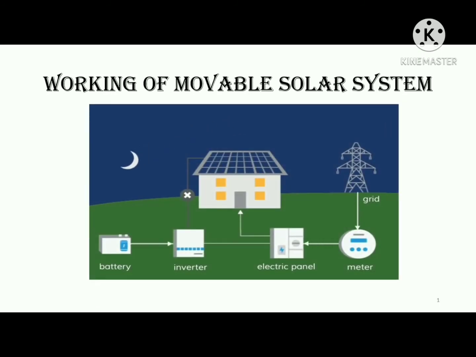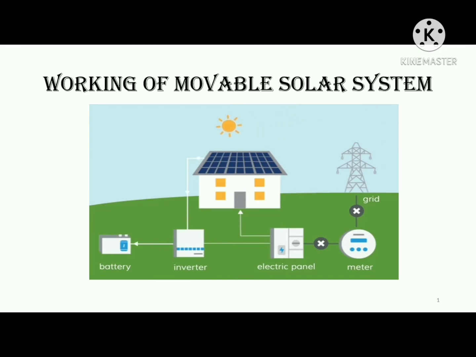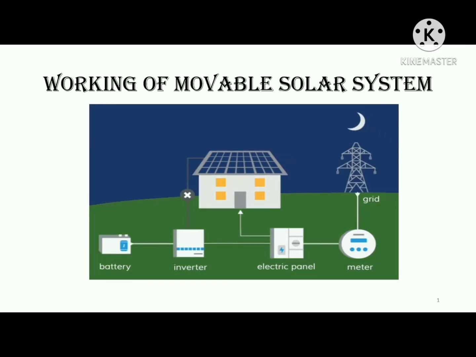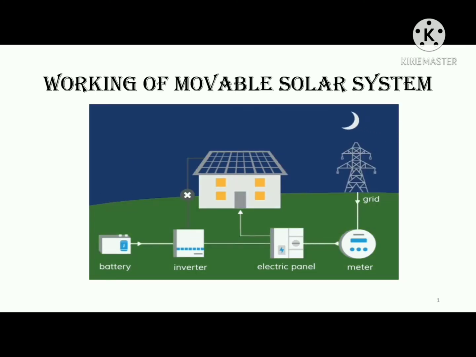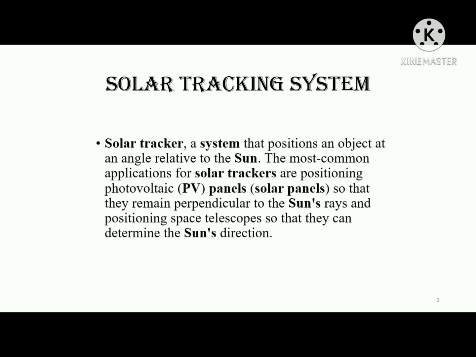Working of solar system. In the working of solar system, sunlight heats the solar panel and creates an electric field. The electricity generated flows to the edge of the panel and into the conductive wire, which brings the electricity to the inverter, where it is transformed from DC electricity to AC, which is used to power the building. Solar tracking system, a system that tracks an object and angle related to the sun. The most common application of solar trackers is positioning solar panels so that they remain perpendicular to the sun rays so that they can determine the sun direction.